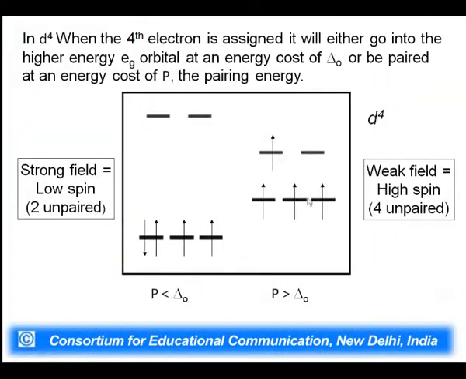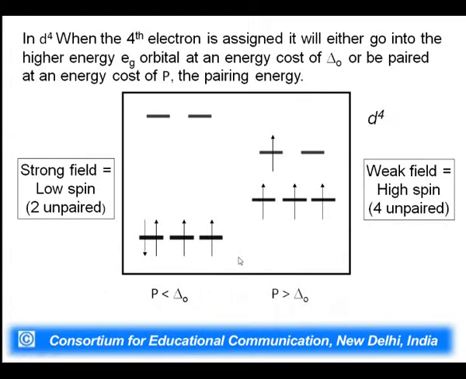Similarly, if you look at the second part of the diagram, you will appreciate that there are four unpaired electrons now in a weak field case. So, there are four unpaired electrons. So, the magnetic moment of this complex when there is a weak field is going to be much higher than the first case. So, the comparison is quite clear.